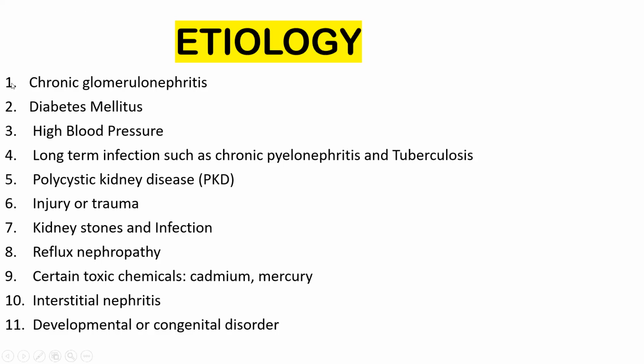So let us see again one by one. Number one is chronic glomerulonephritis. Number two, DM, diabetes mellitus, high BP, long-term infection, that is chronic pyelonephritis, tuberculosis. Number five, PKD. Number six, injury or trauma. Number seven, kidney stone and infection. Number eight, reflux nephropathy. Number nine, these toxic chemicals. Number 10, interstitial nephritis. Number 11, developmental or congenital disorder. So these are the 11 etiologies that can lead to chronic kidney disease. Are you clear, students, all of you?